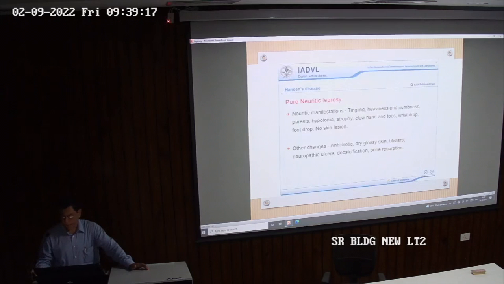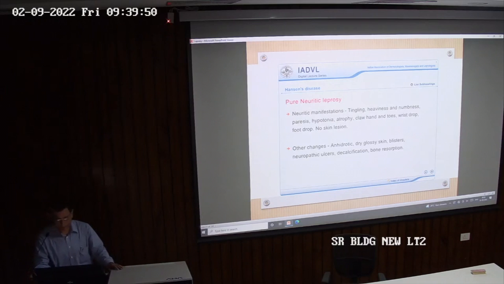Pure neuritic leprosy, that means the lesions are not there over the skin, only the nerve is involved. So neuritic manifestations like tingling, heaviness, numbness, paresthesia, hypotonia, atrophy, claw hand and toes, wrist drop, foot drop. So many varied presentations, but there are no skin lesions as such. And other changes may be anhidrotic, dry, glossy skin because of the involvement of the sweat glands. There is a decrease in sweating in such cases, which leads to dryness. So in a patient of leprosy, you will find much more dryness.